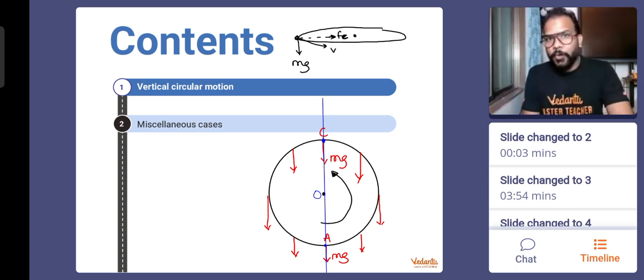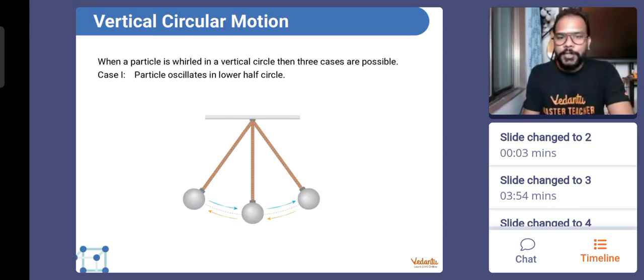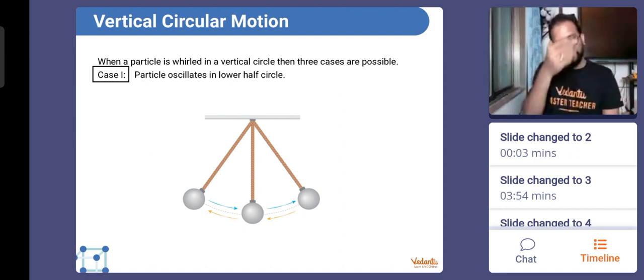Okay, guys. So definitely there will be more forces acting on the body in order to make it move. Like if we speak about a stone connected to a thread, or a bob connected to a thread, then case number 1, as you all see here, is when the particle is oscillating in the lower half circle. That means the particle is going like this. It is part of a vertical circle. The body is not able to complete the circle.